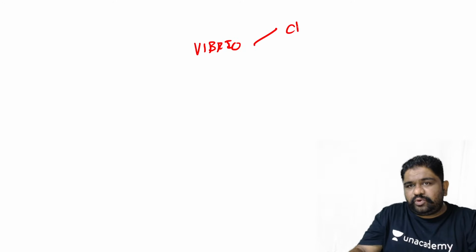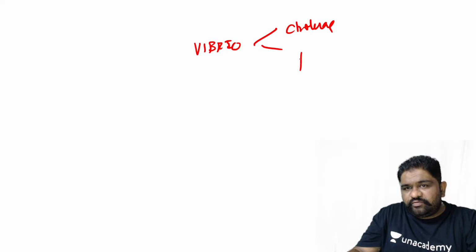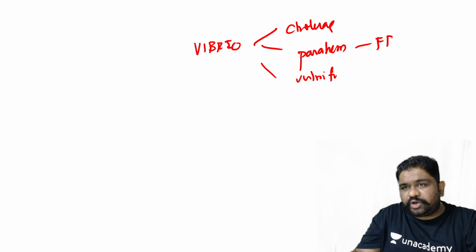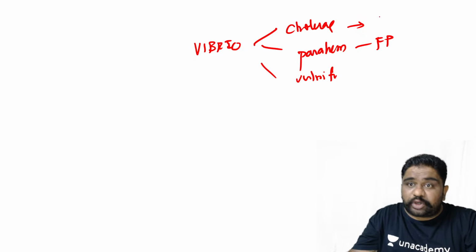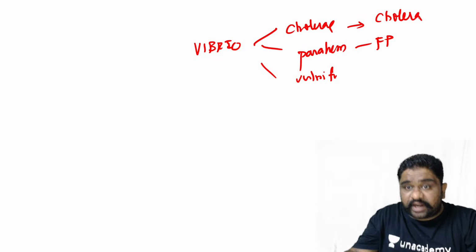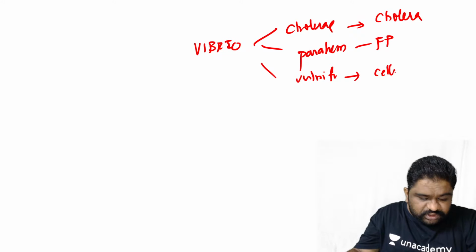In case of Vibrio, you have Vibrio cholerae, Vibrio parahaemolyticus, Vibrio vulnificus. Parahaemolyticus is known for causing food poisoning. Cholerae is not going to cause food poisoning, it is known for causing a disease called cholera. Vulnificus is known for causing cellulitis.